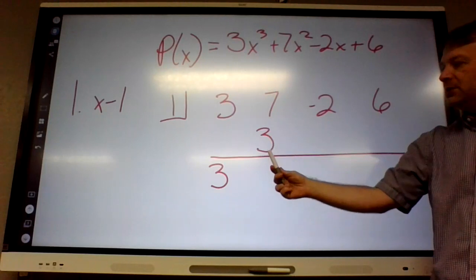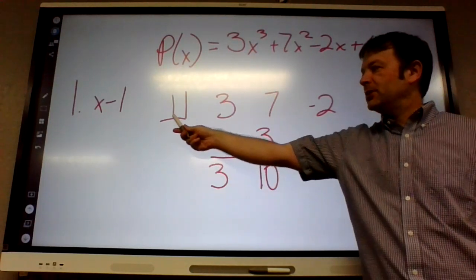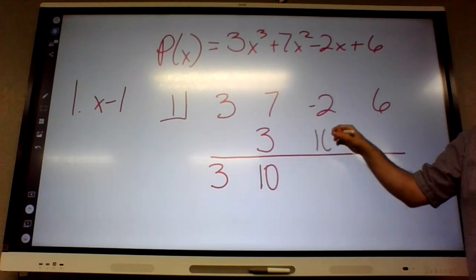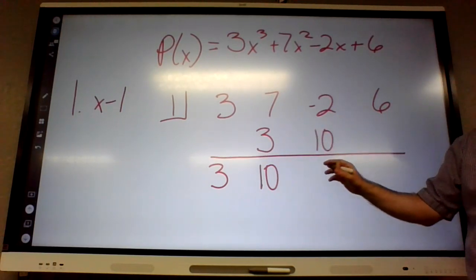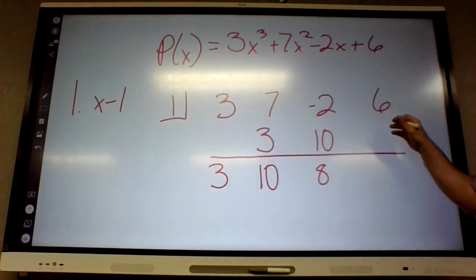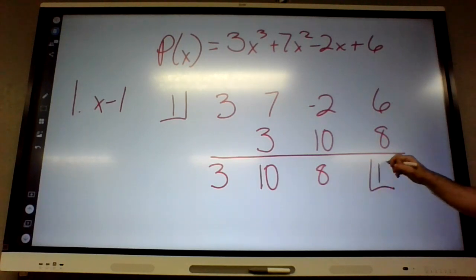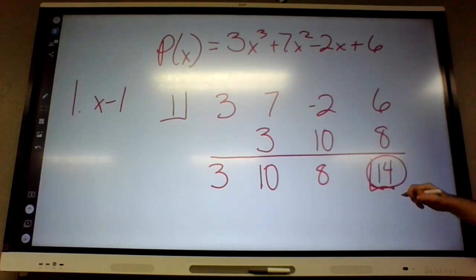7 plus 3, 10. Multiply up, 10 times 1, 10. Negative 2 plus 10, 8 times 1, 6 plus 8. Okay, so the remainder would be 14.